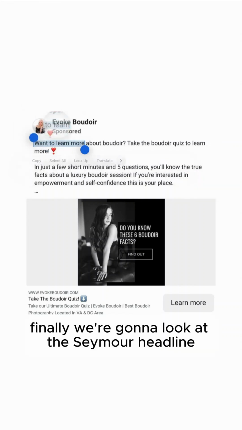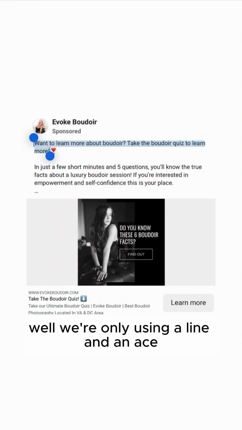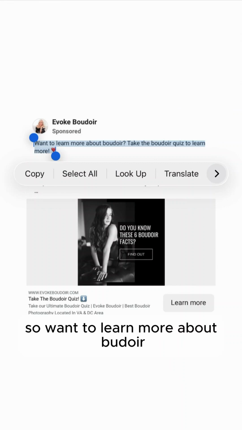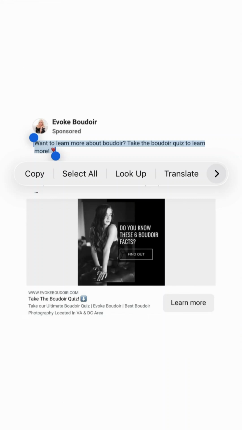Finally, we're going to look at the See More headline. First 2 3/4 lines Facebook mobile news feed. Well, we're only using a line and an eighth. So, want to learn more about Boudoir? Take the Boudoir quiz to learn more. All right, so this is the lack of context mistake.